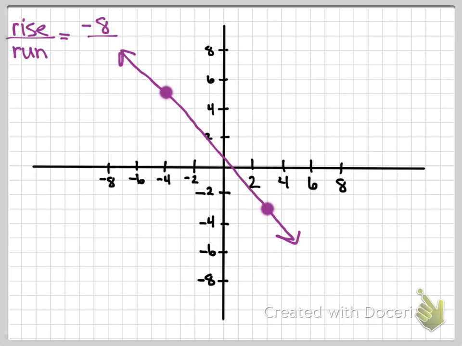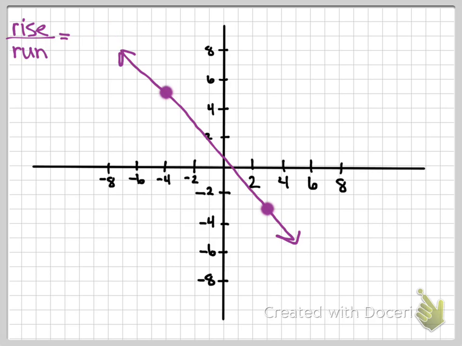Let me ask you this. How do you get from -4 to 0? 4. How do you get from 0 to 3? 3. So what's 4 plus 3? 7. Okay, -8 over 7. And you leave it like that. That's your slope. Okay, so rise over run. Your change in your y over your change in your x.